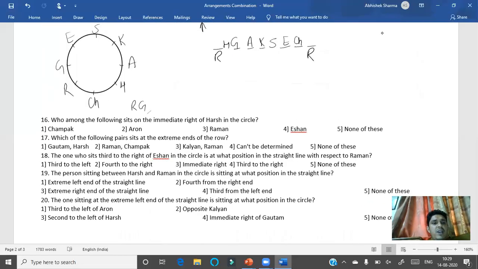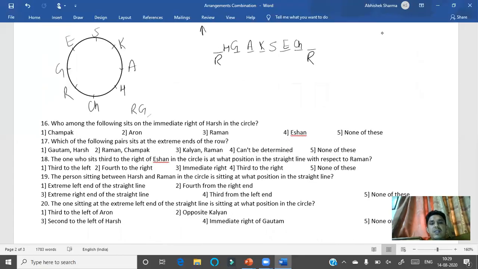Question number 16, who among the following sits on the immediate right of Harsh in a circle? Arun. So the answer will be second. Question number 17, which of the following pairs sits at the extreme end of the row? So this can be Harsh Gautam, no. Raman Champak can be. Kalyan Raman, no. Cannot be determined. The answer will be cannot be determined.